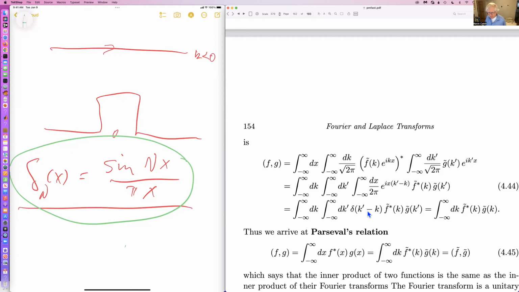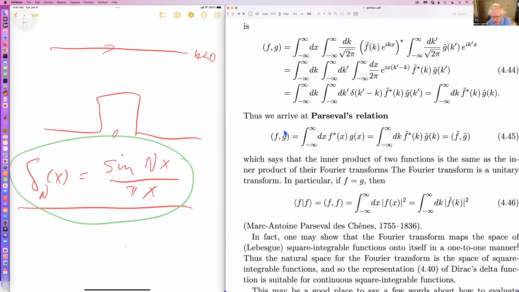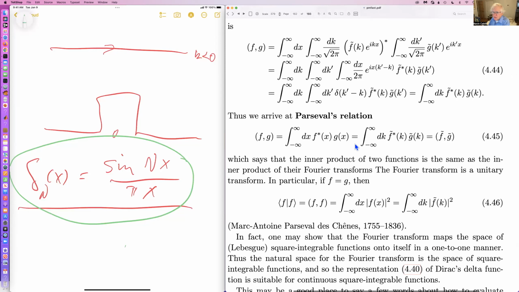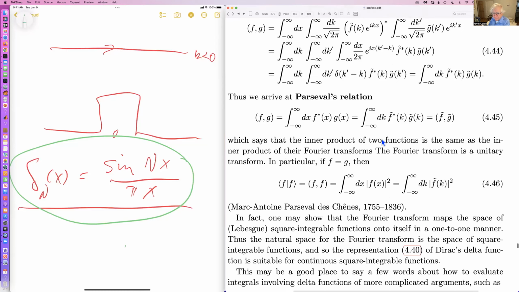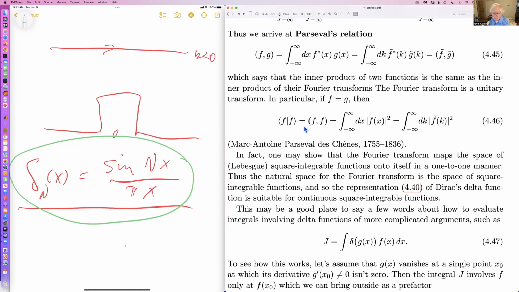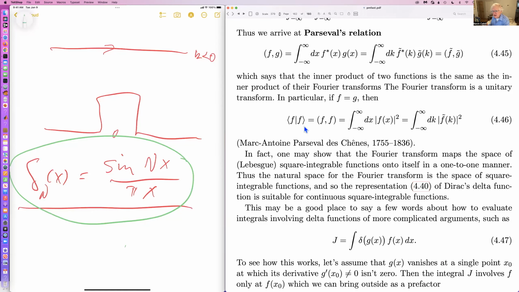So we get what's called Parseval's relation, which is the integral of f star g over x is equal to the integral of f tilde star g tilde integrated over the Fourier transform variable. And so that means that the inner product of two functions is the same when expressed in terms of the functions or in terms of their Fourier transforms, which is what this is saying.